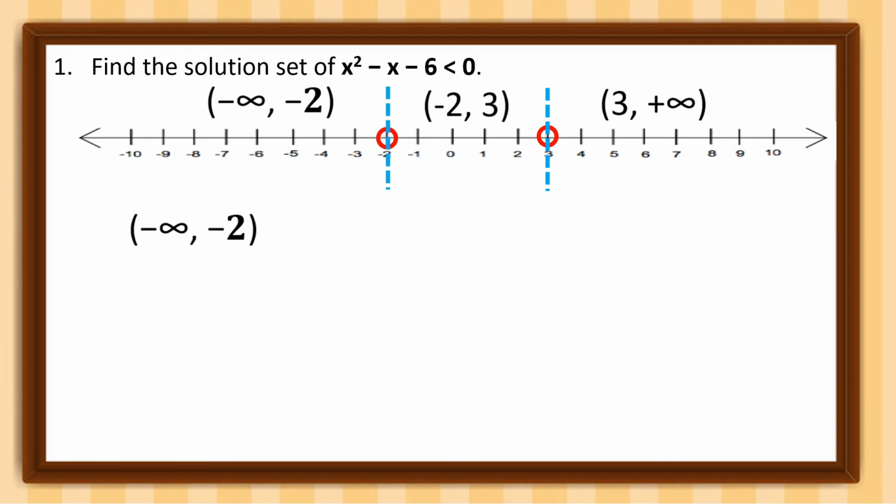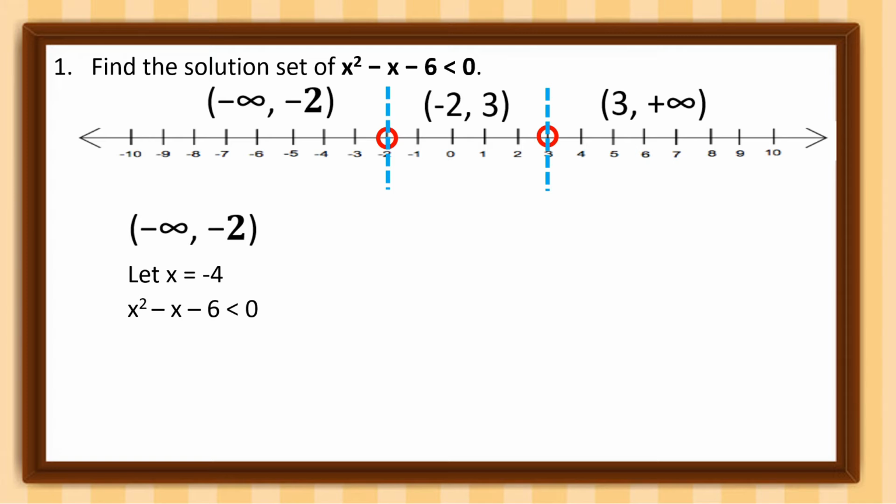Let us first get a testing point from this interval, negative infinity up to negative 2, but negative 2 is not included. Here, I want negative 4 as my testing point, but negative 4 is not the only number that we can use as a testing point. We can use any number from negative infinity up to negative 2, but negative 2 is not included. And here, I choose negative 4.